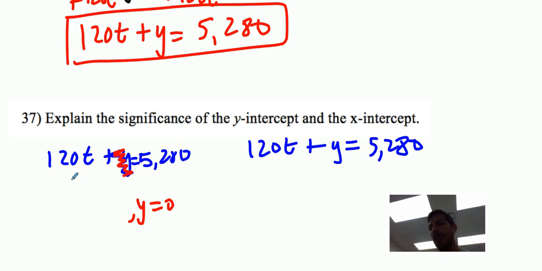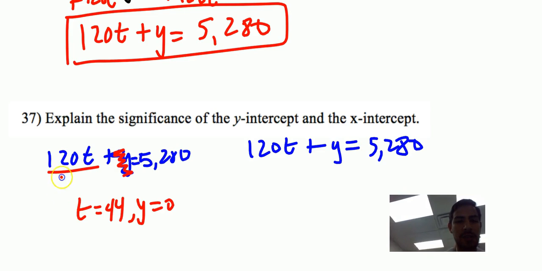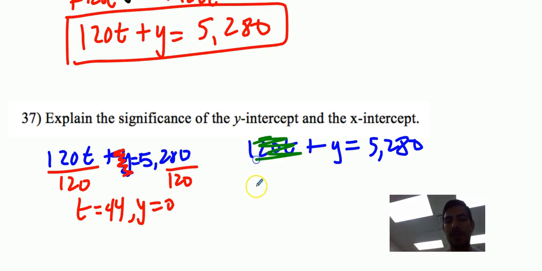And when I solve for t, I'm going to divide 5,280 by 120, which is, let's see what that is equal to, 44. Okay, very nice number. Again, I got 44 by dividing, because I let y equal 0. So I just have this one equation. I get t equals 44. For the other equation, I would solve for y, and again, that means that t is equal to 0. So t equals 0, y is equal to 5,280.